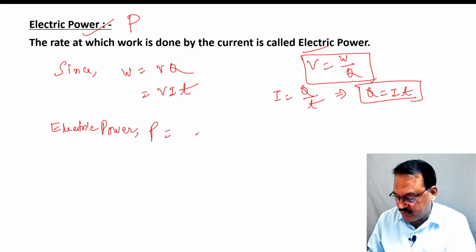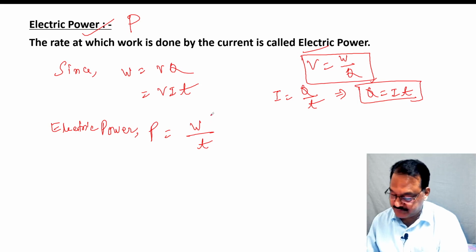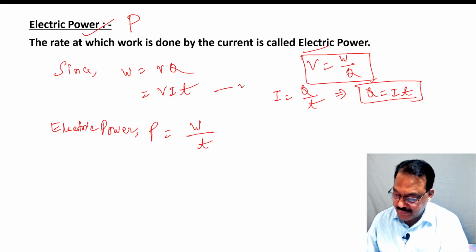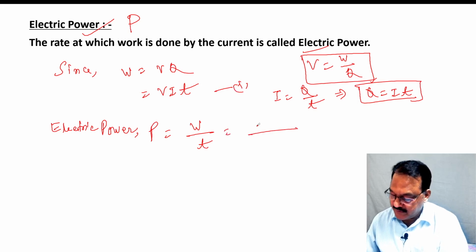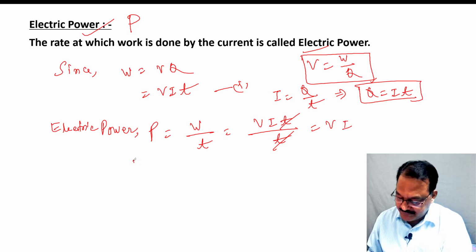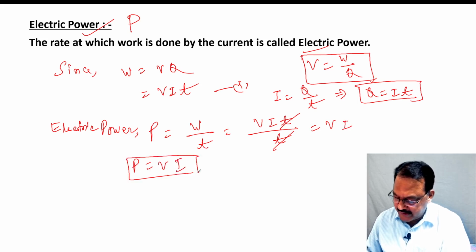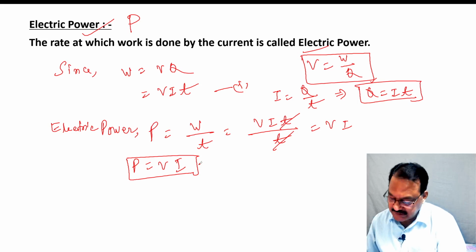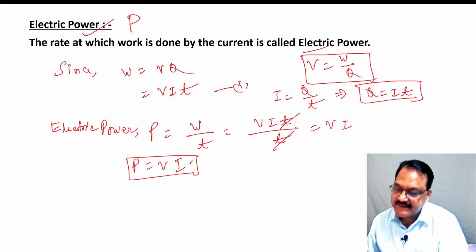Okay. P is equal to W by T. This is the rate of doing work. Putting the value of W here, we can write V I T by T. This will be cancelled out, meaning VI. We can write here P is equal to VI. What have we concluded here? Power is equal to voltage multiplied by current in that circuit.